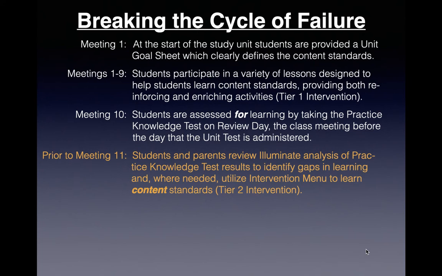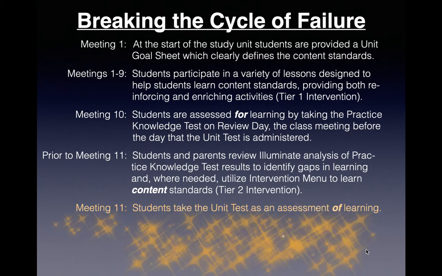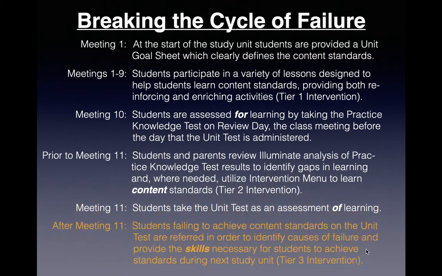So once they've gone through Tier 2 intervention, then it's time for the final unit test, and that will be the assessment of the student learning, and that will be what will go into the grade book. Those students who fail to achieve the content standards need to be identified and they need to be provided the skills necessary to overcome whatever roadblocks they are having to learning.